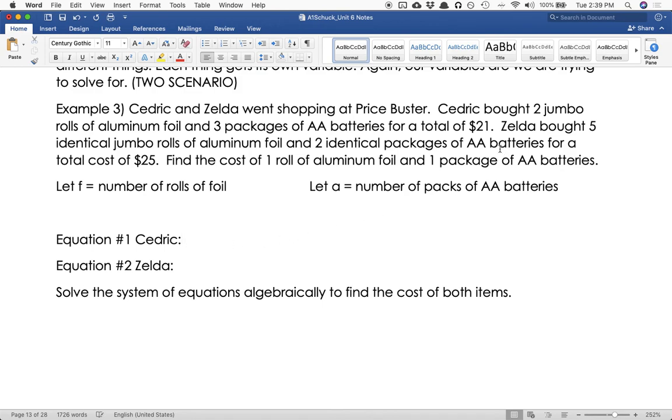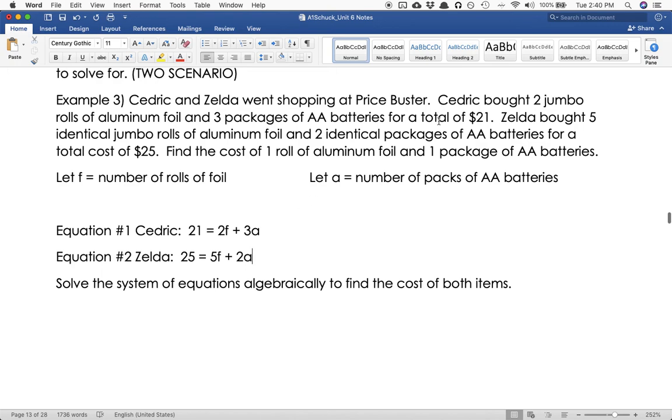For Cedric, his total was $21, and that's equal to 2 rolls of foil plus 3 packages of AA batteries, which I said was a. The second scenario has the second total, which is Zelda. Her total cost was $25, and she had 5 rolls of foil and 2 packages of AA batteries.